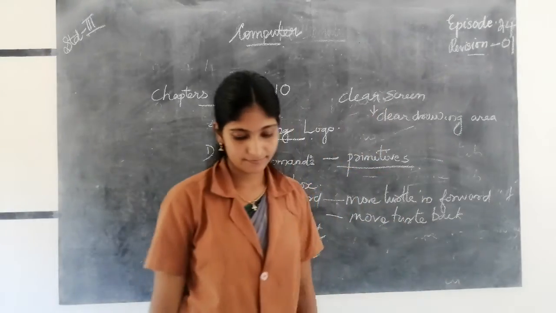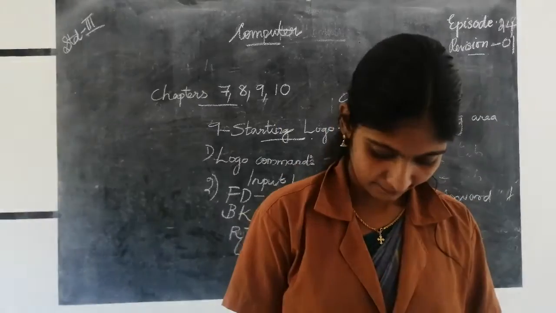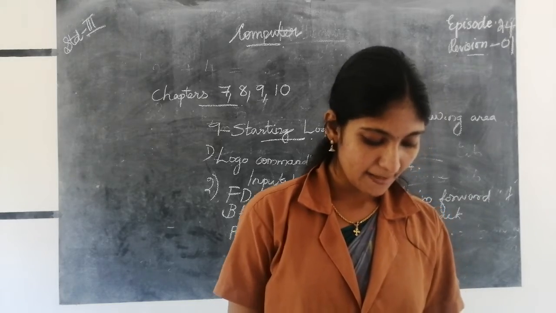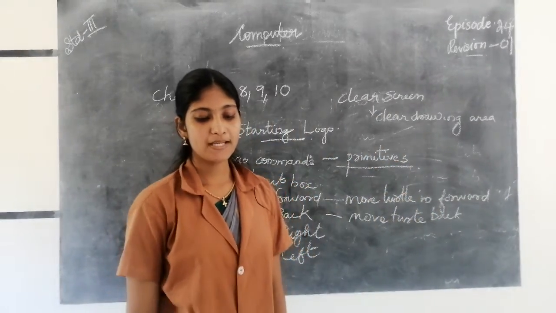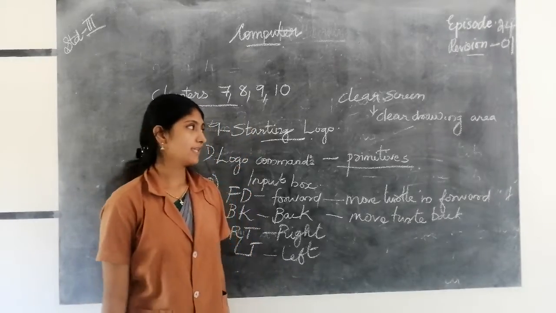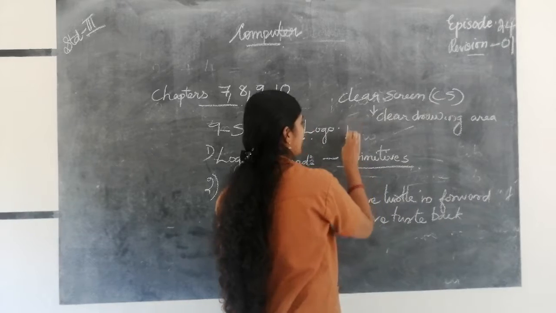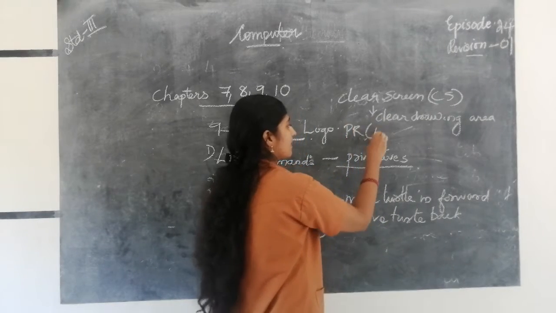Then next one. What is the PR command? The PR command is used to print messages and do calculations. So this is the CS command, and next to it is the PR or print command.